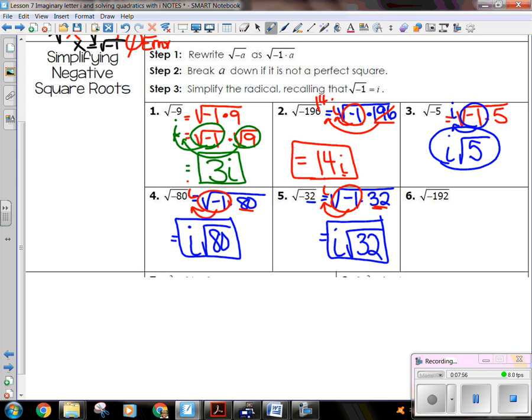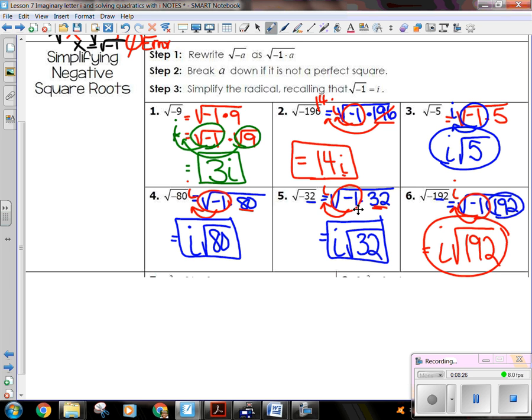Square root of -192, again, -1 times 192. 196 is a perfect square, but not 192. So that's not going to come out. Square root of -1 will come out as an i. i is outside the square root. 192 stays in the square root, and that's my answer for that part. So hopefully you're picking up on the fact that we now are going to be able to do negative square roots.